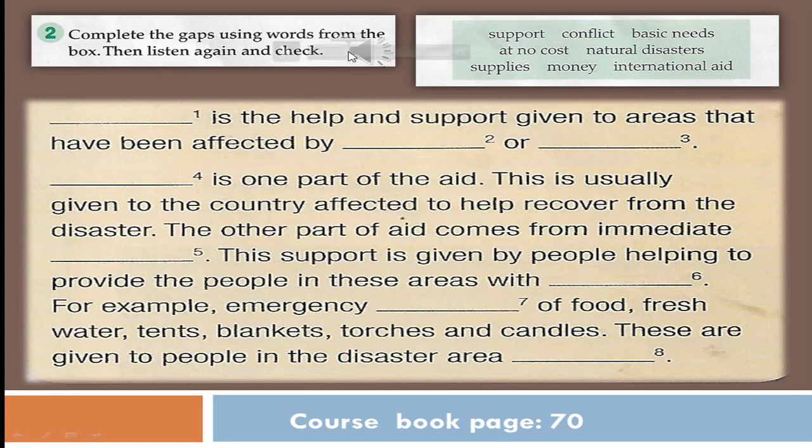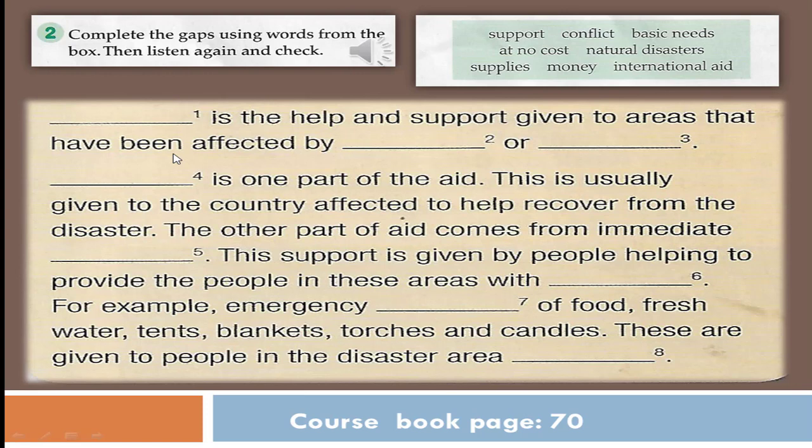So start. Good morning, Max. Good morning. You are going to tell us something about your work. What exactly do you do? I am an aid worker for an international aid organization. We hear a lot about international aid on the news, but what exactly is international aid? International aid is the help and support given to areas that have been affected by natural disasters or conflict. It is usually given to the affected country by other countries around the world. I see. So, when you say natural disasters, what do you mean? The main natural disasters include earthquakes, volcanic eruptions, drought, famine, floods and landslides.